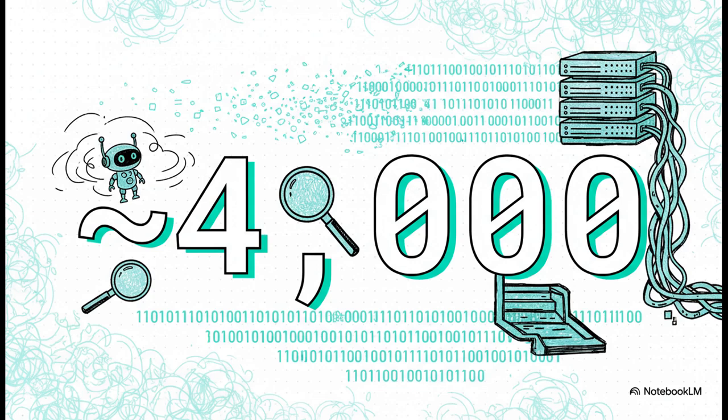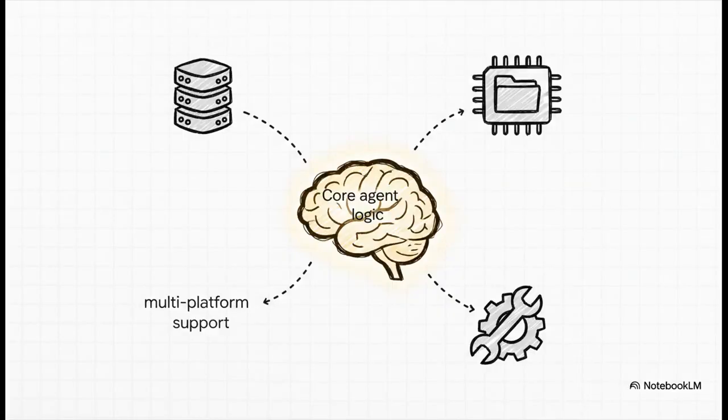It's kind of hard to believe at first. And just to be clear, we're talking about the core agent. This isn't some simple little script. It's a whole system with memory. It can connect to multiple platforms, and it can actually use system tools. That's what makes this number so wild.